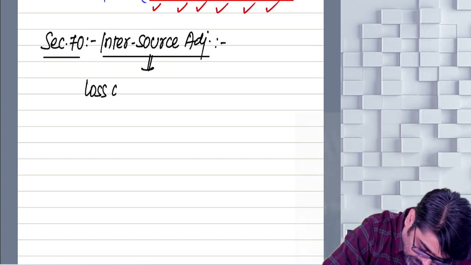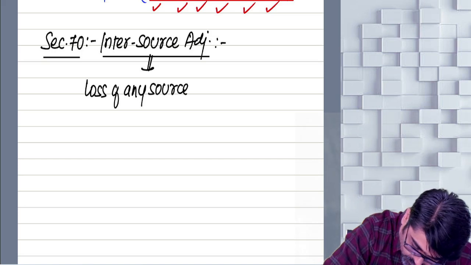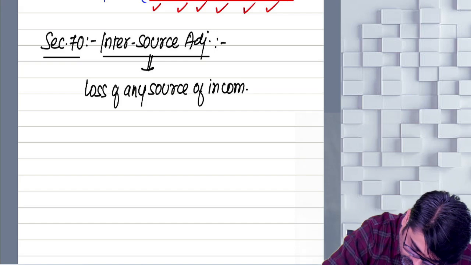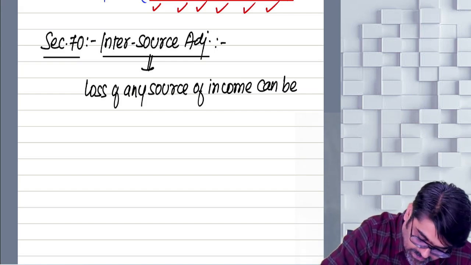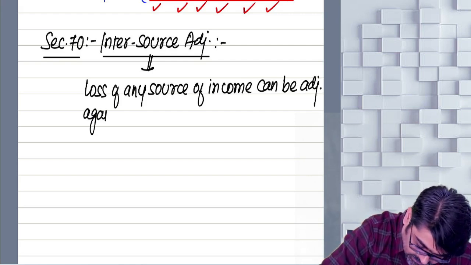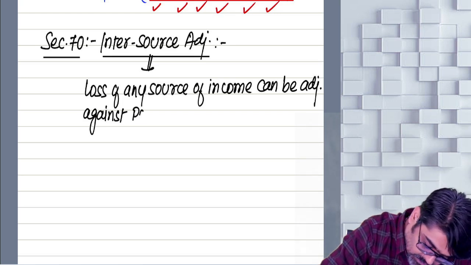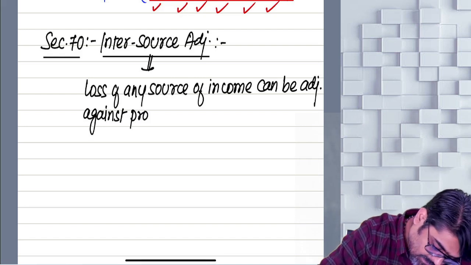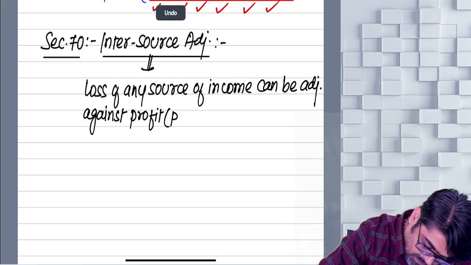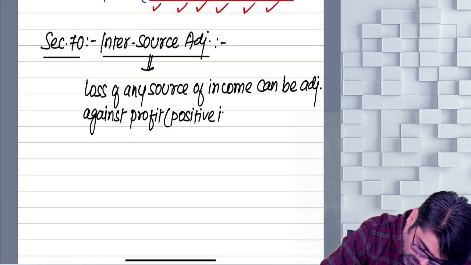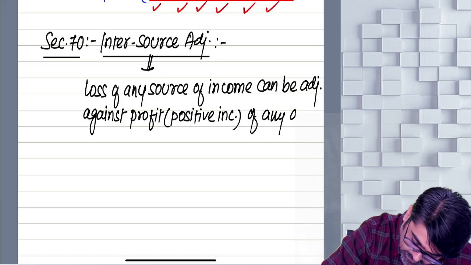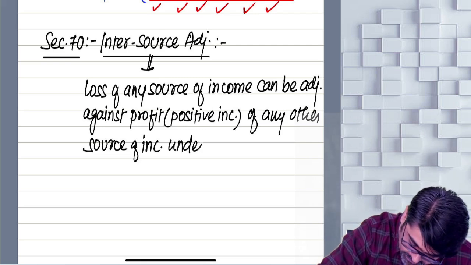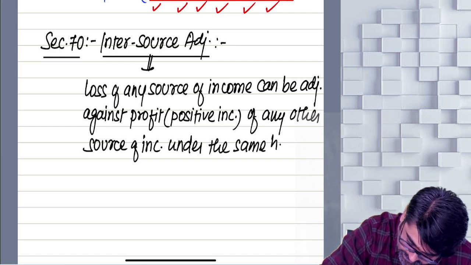Loss of any source of income can be adjusted against profit or positive income of any other source of income under the same head.